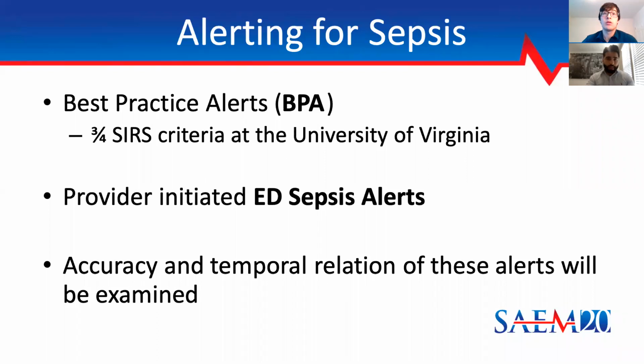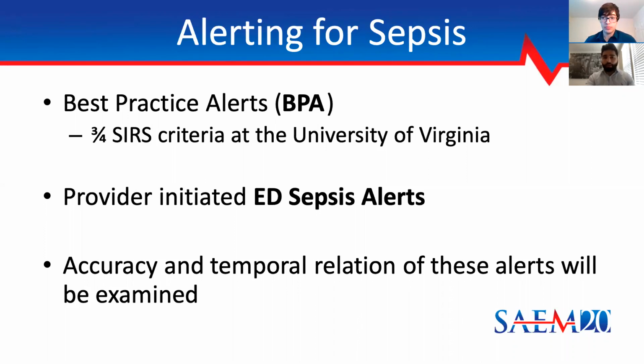So we employ two kinds of alerts to identify sepsis in a patient at the University of Virginia. We have best practice alerts, or BPAs. These are integrated within our EMR system, Epic. It automatically alerts providers of a possible septic patient when 3 out of 4 search criteria are met based on the data that's entered into the patient's EMR. These BPA alerts are pop-up windows that visually notify providers in the ED.